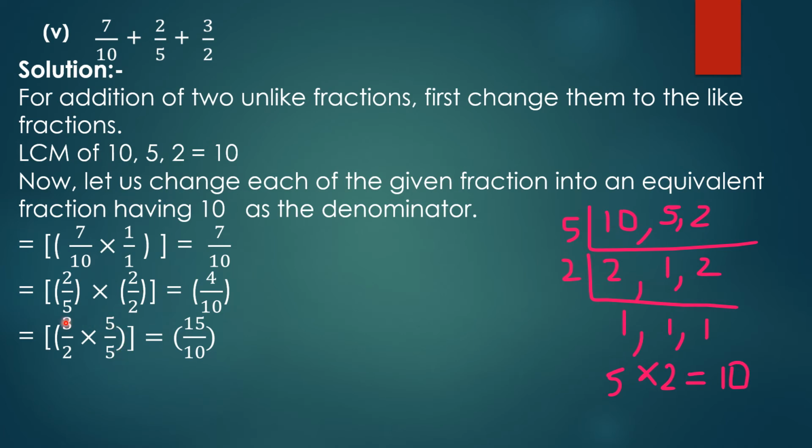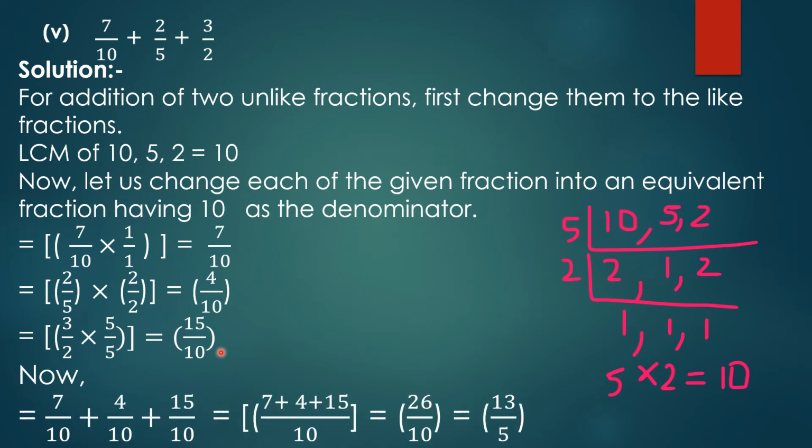So, this will become 3 by 2 into 5 by 5, which is equal to, what is 3 5s are? It is 15 and 2 5s are 10. So this will become 15 by 10. Now what is the next step? Addition of these three equivalent fractions. That is 7 by 10 plus 4 by 10 plus 15 by 10.